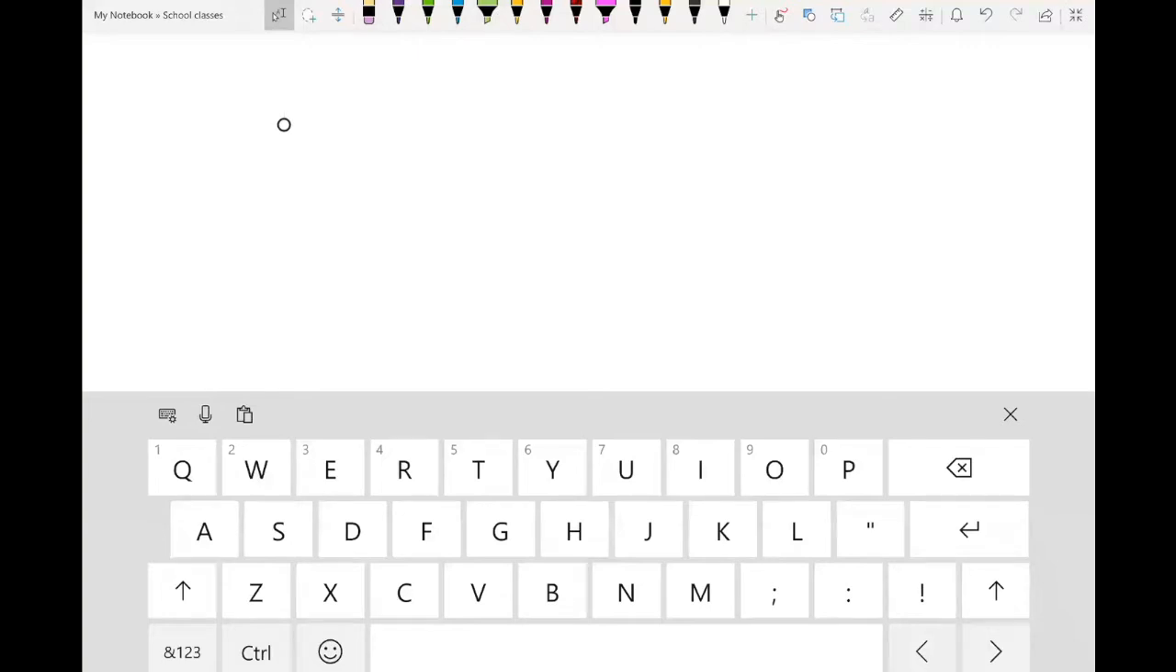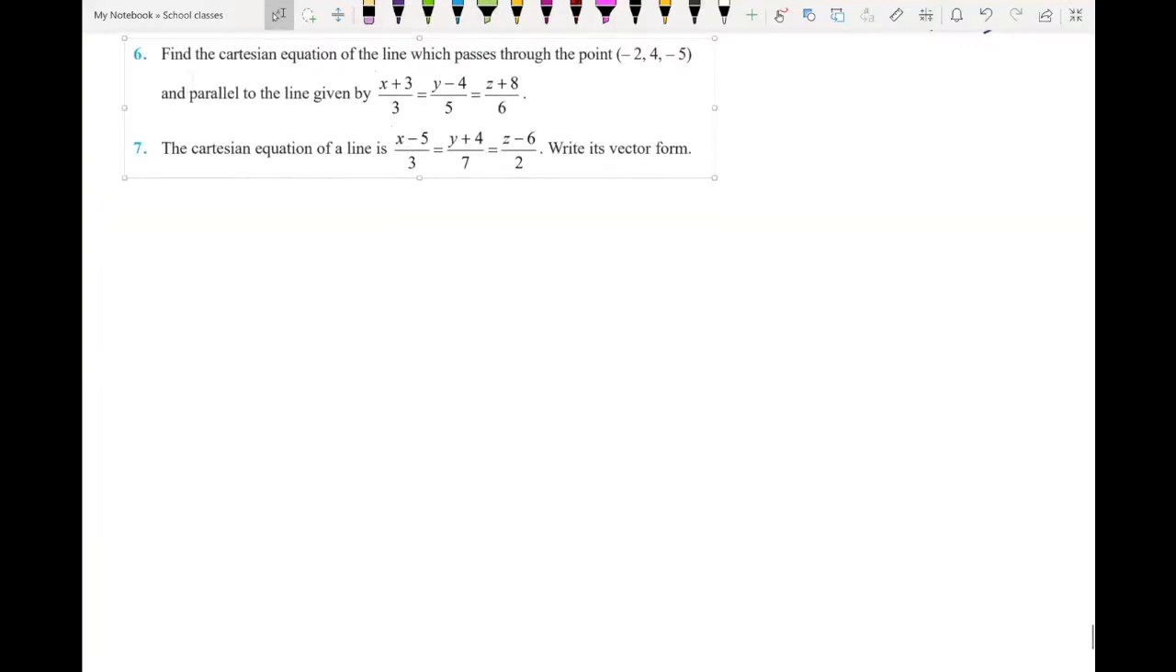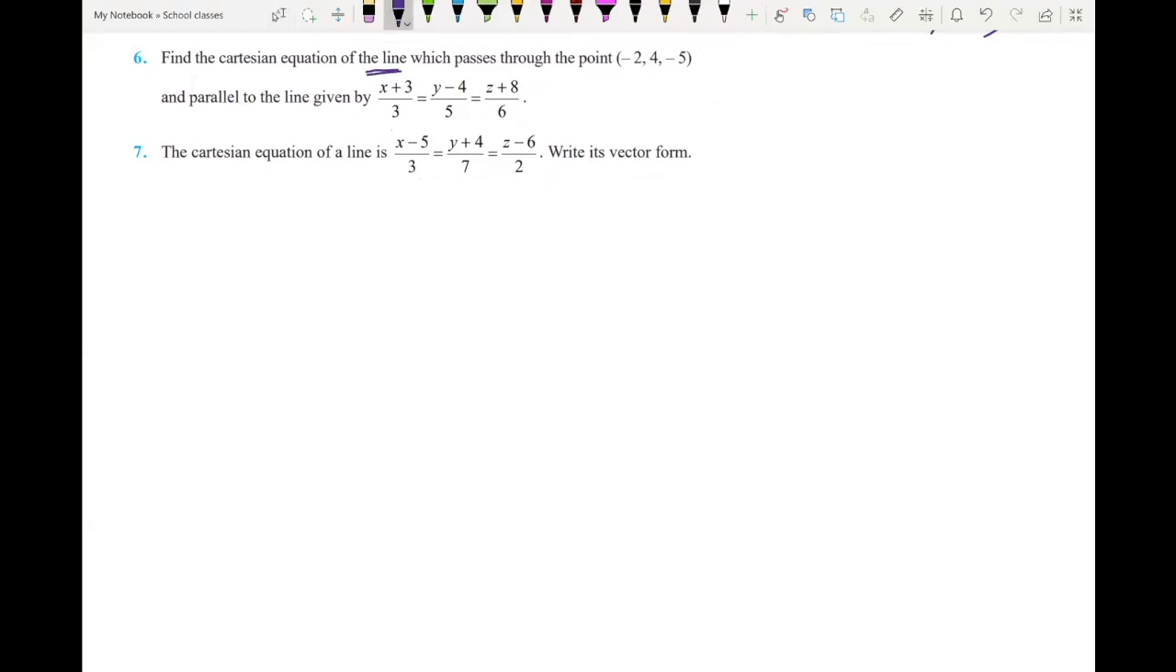I'm taking another question. Just try to understand this question. Very simple question. We have to find the line equation, and it is passing through.